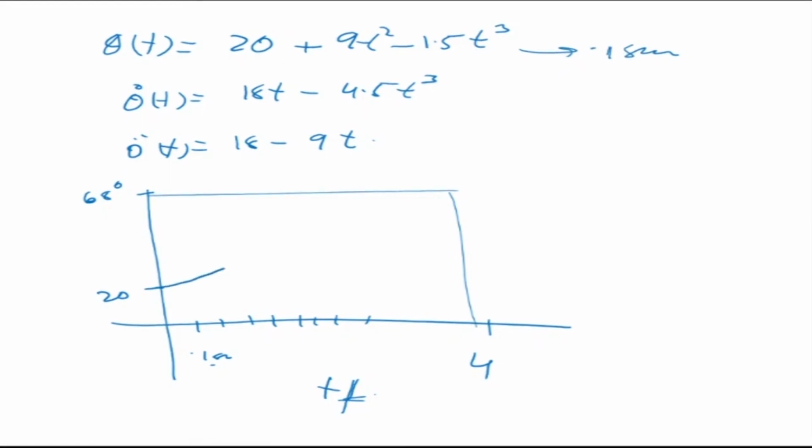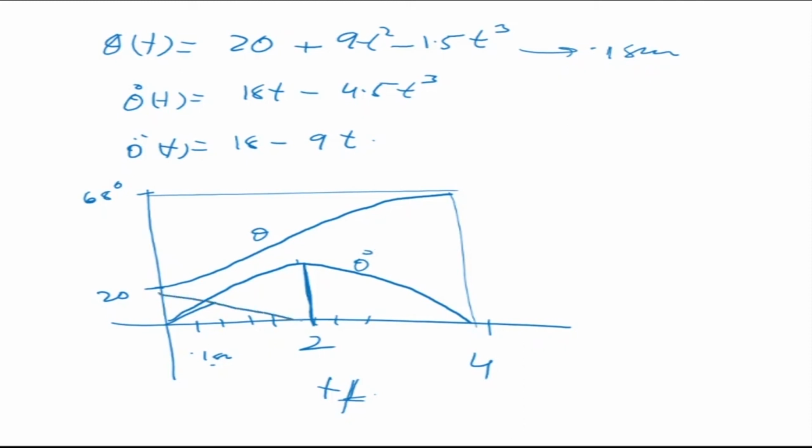So what we get is position varies something like this, that's my position theta. Your velocity will vary something like this, so this is a halfway mark. In the halfway mark it will be maximum, like this. And my acceleration is going to vary like this. It'll come down like this. That's my theta double dot.